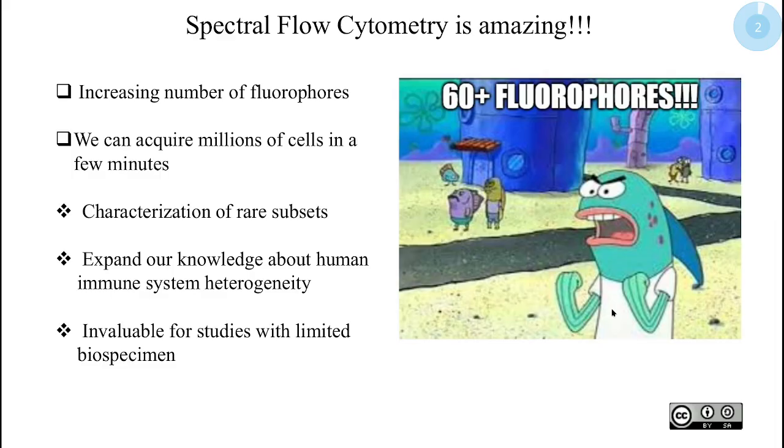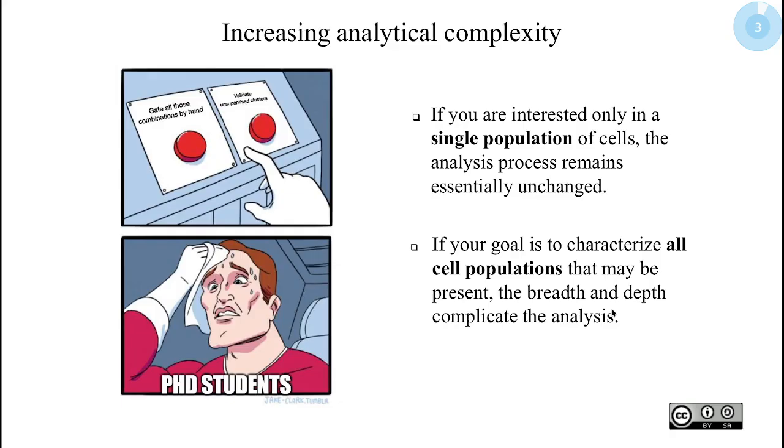So, spectral flow cytometry is amazing. We have an increasing number of fluorophores. We can acquire millions of cells in a few minutes. This allows us to characterize rare cell subsets and expand our knowledge of human immune system heterogeneity, and it's particularly invaluable for studies with limited biospecimen. However, it does come with increasing analytical complexity.